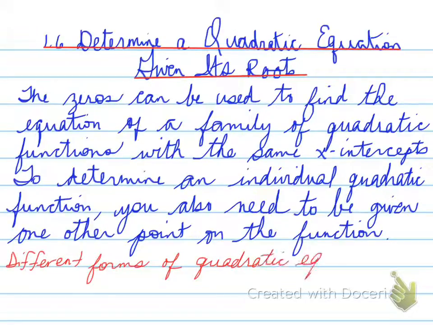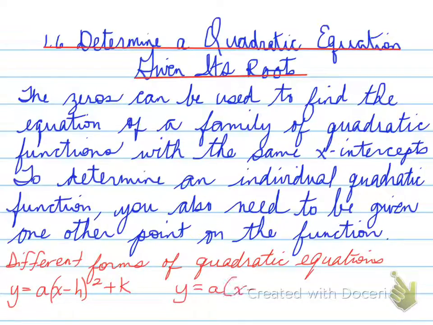Now, there are different forms in which quadratic equations can be expressed. For example, the first one is vertex form, y equals a times x minus h squared plus k. Another one is y equals a times x minus r times x minus s, known as the factored form or zeros form. And finally, the last one is standard form: y equals ax squared plus bx plus c. Parabolas can be displayed in different forms, which help you identify features of the graph.